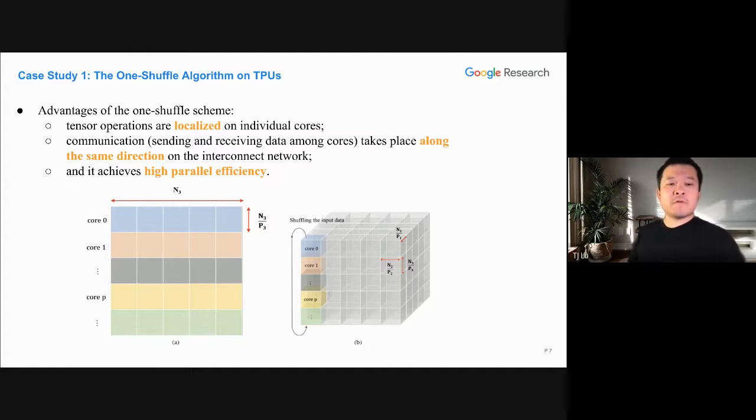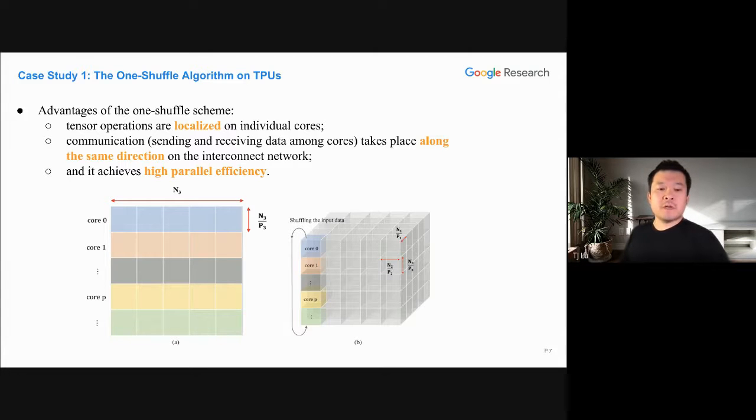Let's see an example of 3D DFT. In a 3D DFT, we have a 2D Vandermonde matrix and a 3D input. We partition the input along all three dimensions, so each core contains a 3D block of the input. We also slice the Vandermonde matrix along the first dimension, so each core contains a row slice. The Vandermonde matrix and the input contained on the same core are highlighted with the same color.